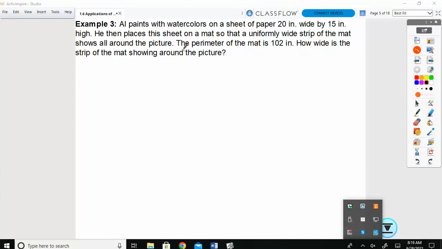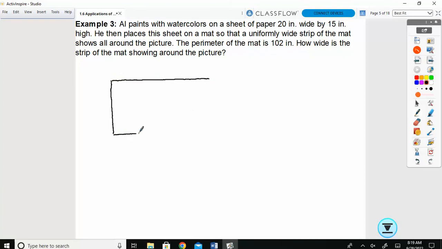Okay, so Al paints with watercolors on a sheet of paper, 20 inches wide and 15 inches high. So everybody drew a piece of paper? Alright. And it is 20 by 15. If you have it flipped the other way, it doesn't matter, as long as you have it labeled. Are you ready?